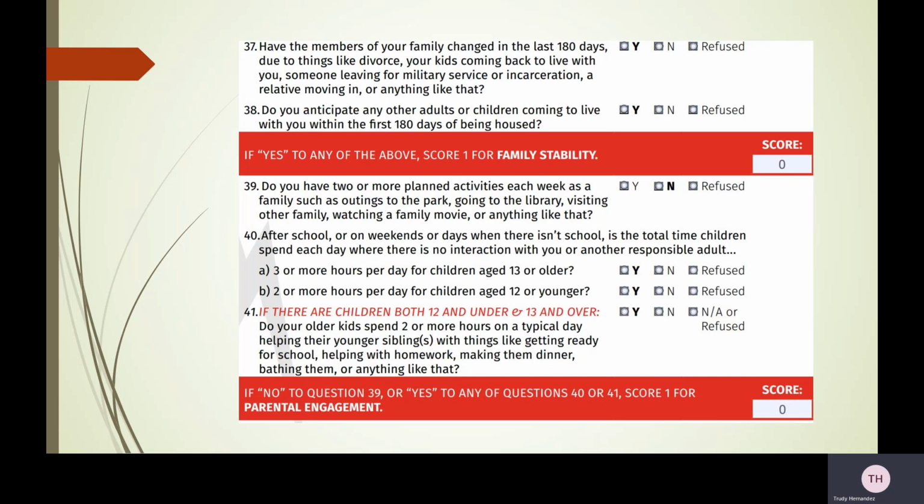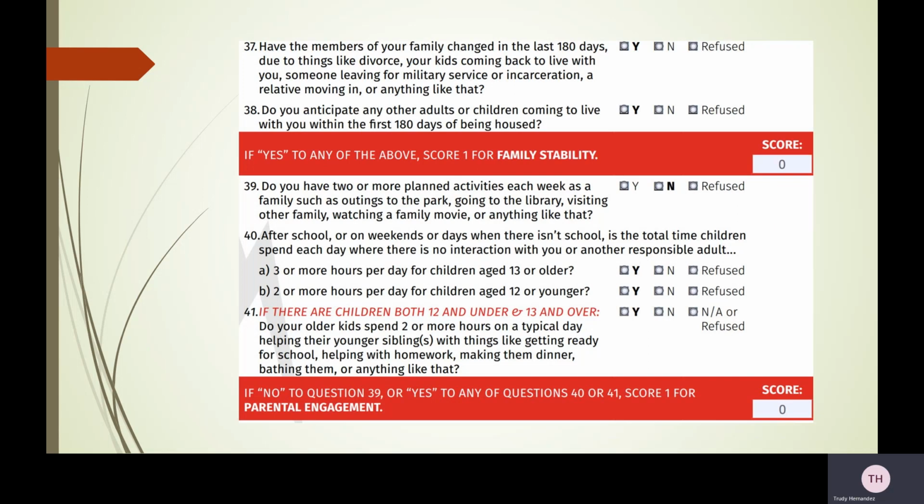39, do you have 2 or more planned activities each week as a family, such as outings to the park, going to the library, visiting other family, watching a family movie, or anything like that? Question 40, after school or on weekends or days when there isn't school, is the total time children spend each day where there is no interaction with you or another responsible adult? There's 2 parts of that. So 3 or more hours per day for children aged 13 or older, or 2 or more hours per day for children aged 12 or younger. Obviously, if they don't have children who are 13 or older or 12 or younger, you would not ask that question.